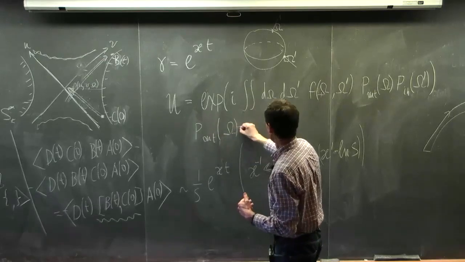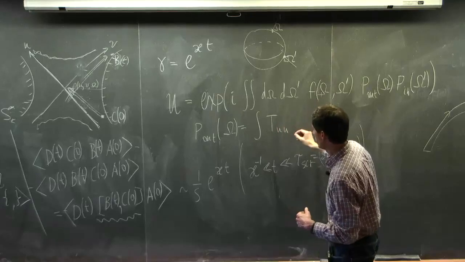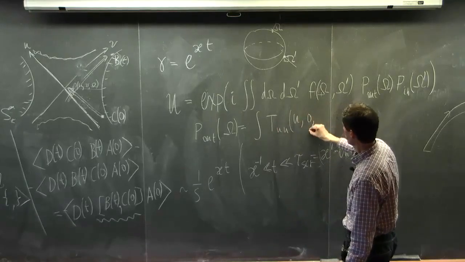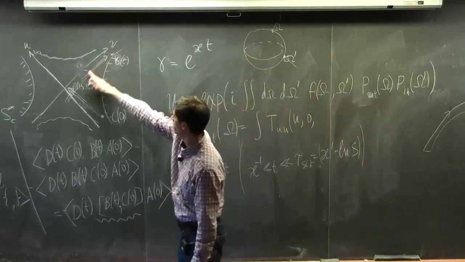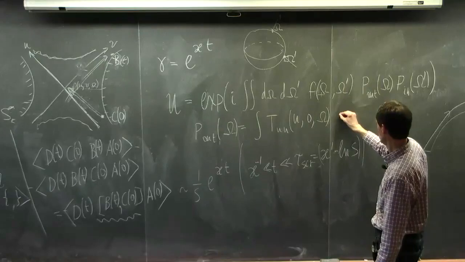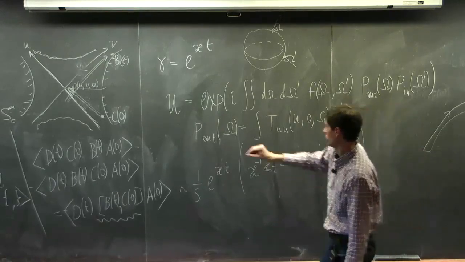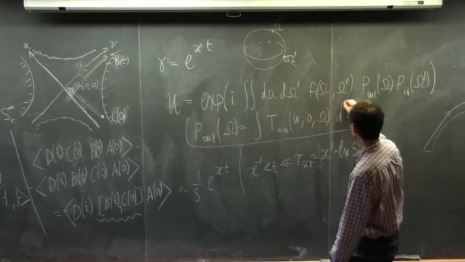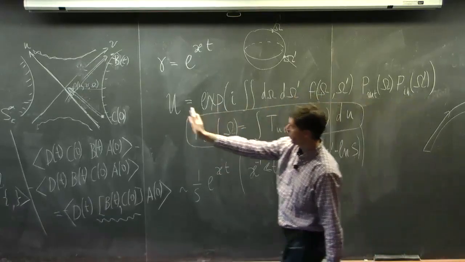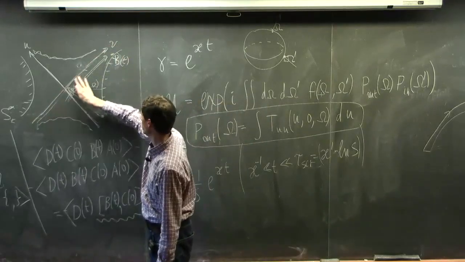So P out of omega is the integral of T_UU at U, 0. Zero means the V coordinate is 0. We're on the past horizon. And similarly, P in is the integral of the stress energy tensor along this horizon.